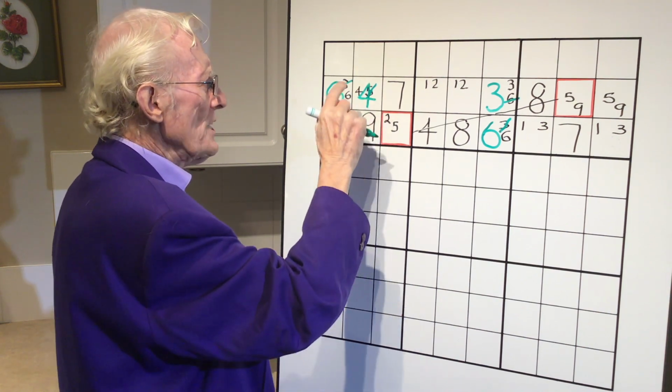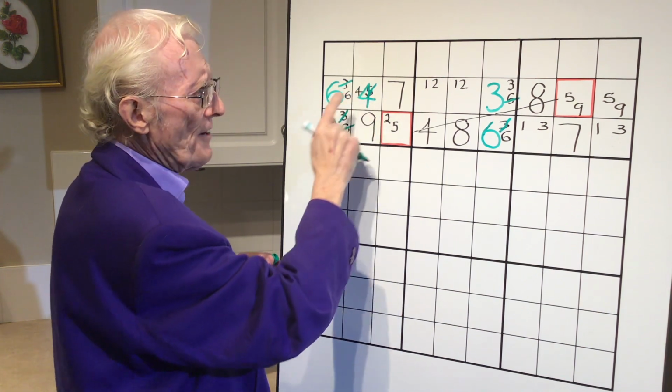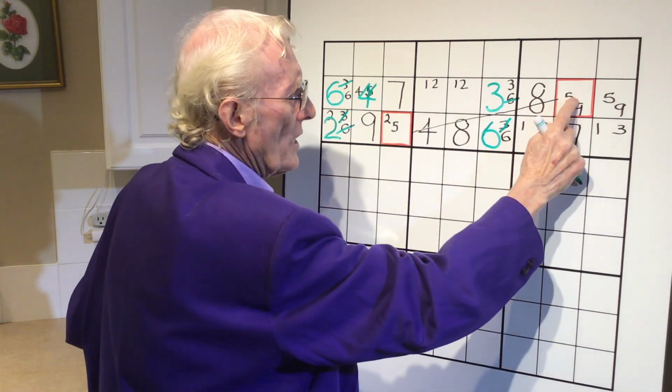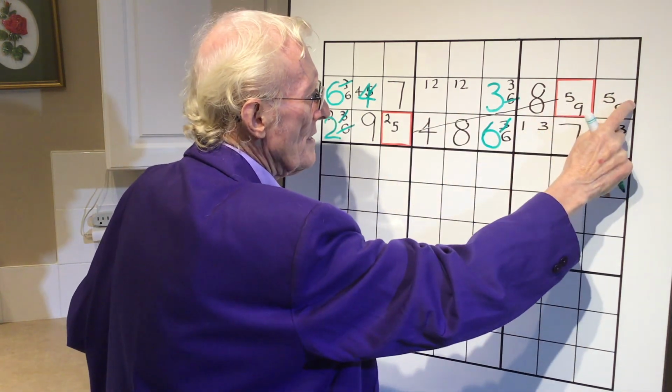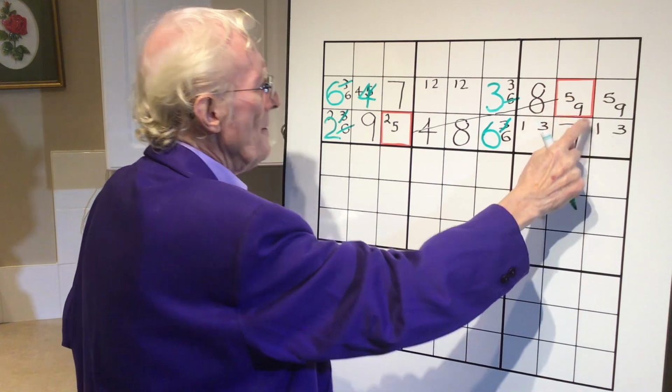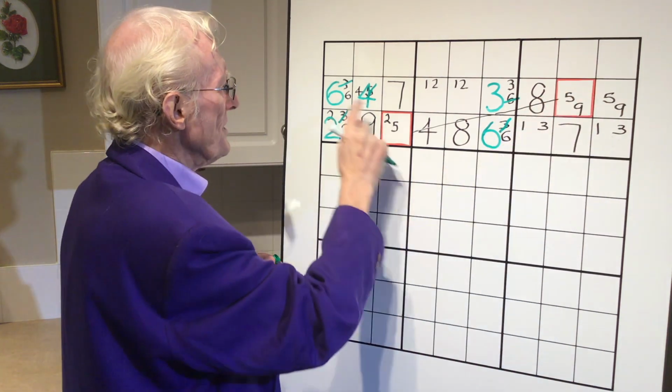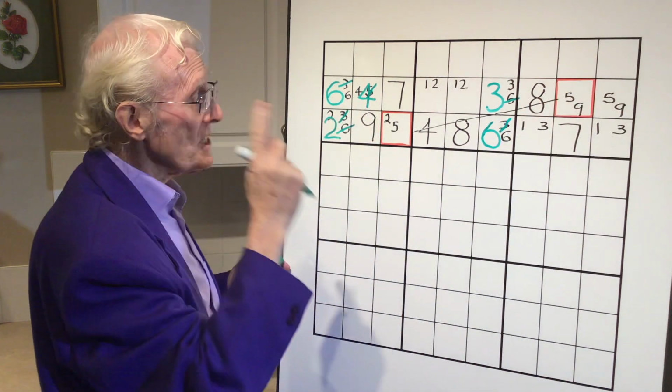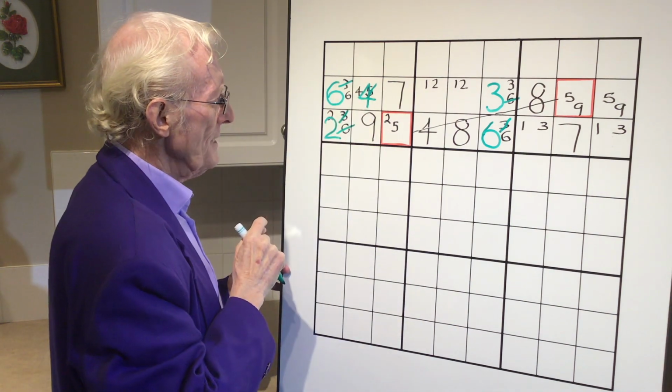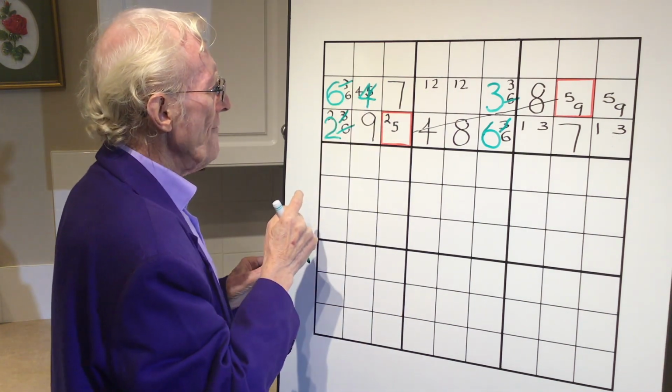Now, we could have also said goodbye to that 5, because guess what? We've got a matching pair over here. And if that's a matching pair, that 5 means that this 5 goes again. So there's another reason why we had to get rid of that 5. So we finished up with a 4.